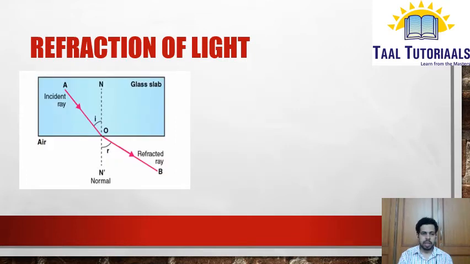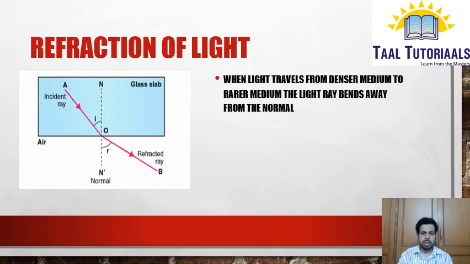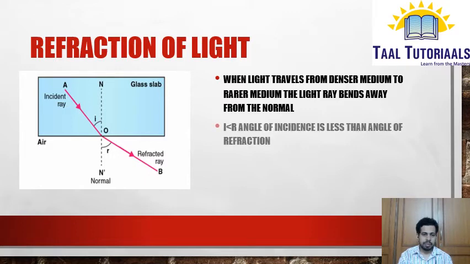Now let us see when a light ray moves from denser medium to rarer medium. When light travels from denser medium to rarer medium, the light ray bends away from the normal. If you observe the previous diagram and this diagram, the ray bends away from the normal. Here again N dash is the normal at point O, I is the angle of incidence, and R is the angle of refraction. Here I is less than R. You can observe in the diagram, R is greater when compared to I.